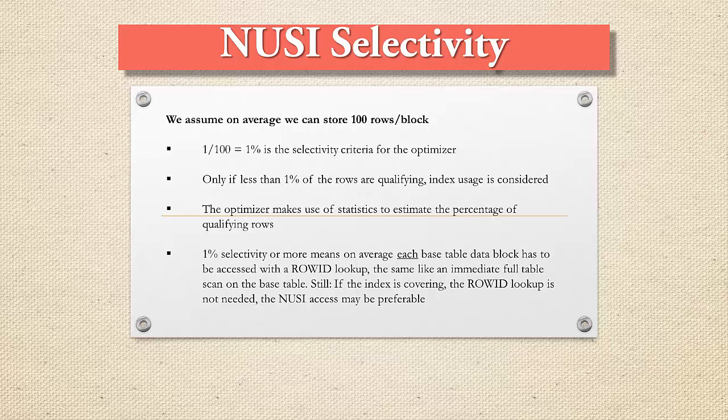An increase in the size of a row leads to a decrease in the number of rows per average data block size, which drives the threshold up. The NUSI usage becomes more likely, other things equal, with larger rows. Pumping up character field length is one such example of an increase in the storage space needed for every row.